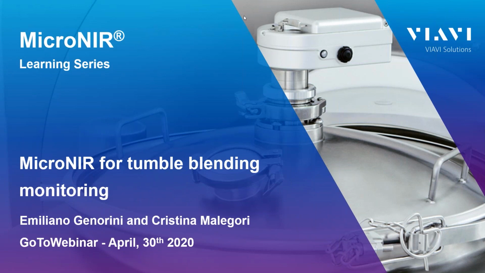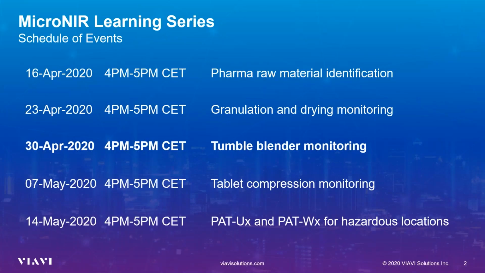Today we will talk about MicroNIR application for blending monitoring, especially for Tumble Blending. As you know, because you have already attended maybe the first two sessions, this is a part of a more extensive series. We started with raw material. Last week we discussed the granulation and dry monitoring. Today is the day for blending.